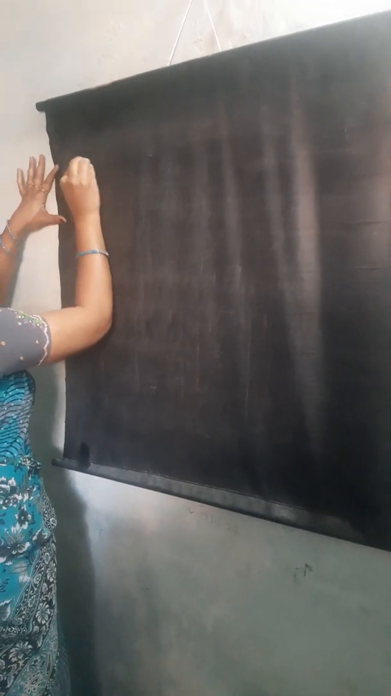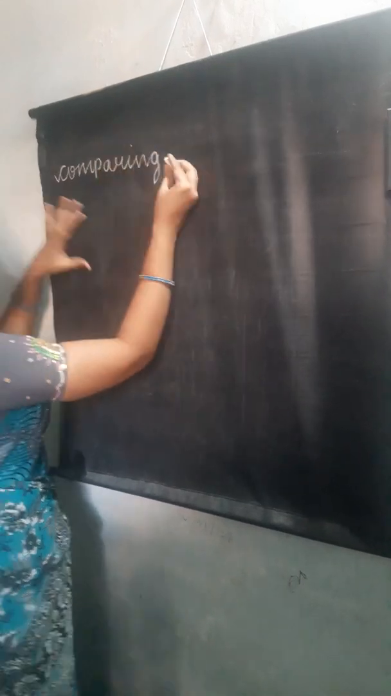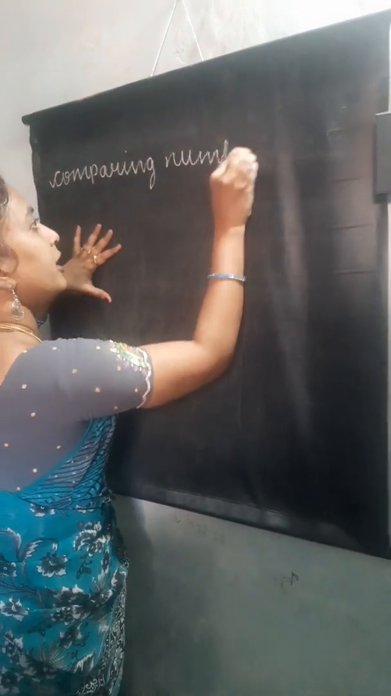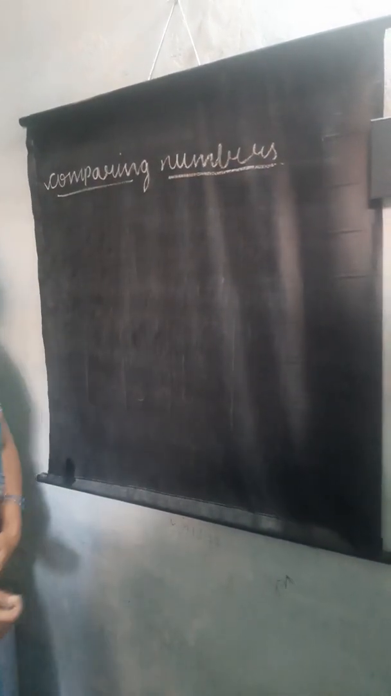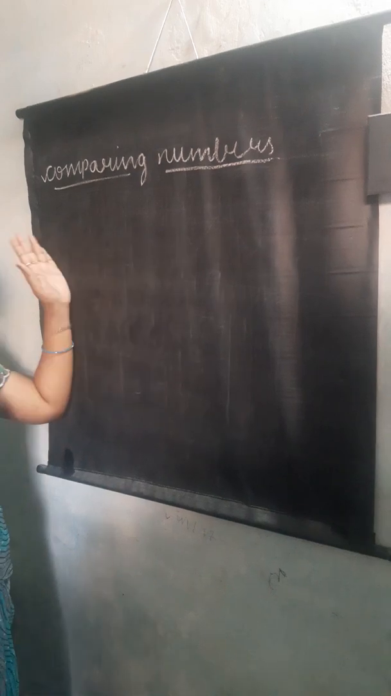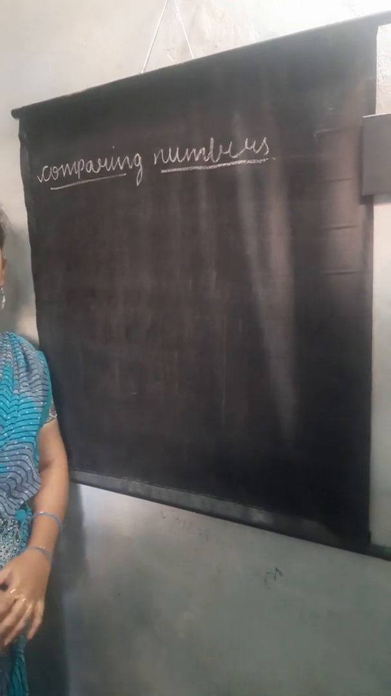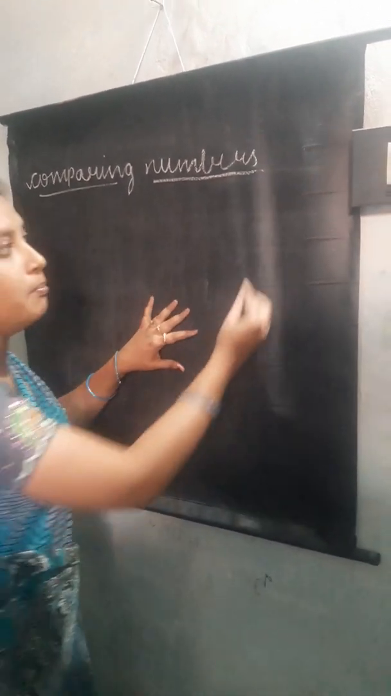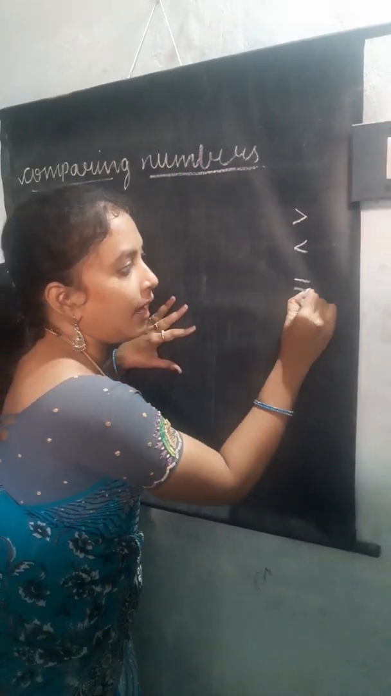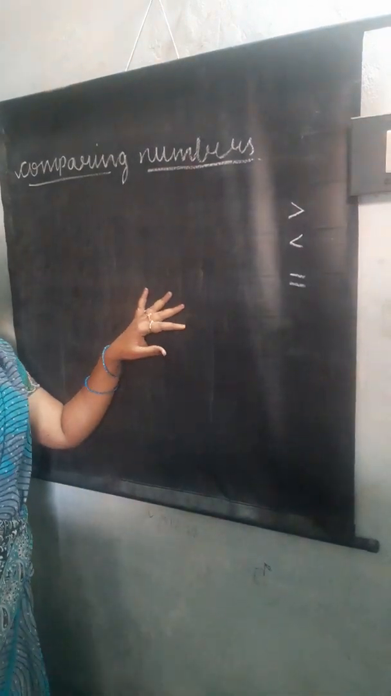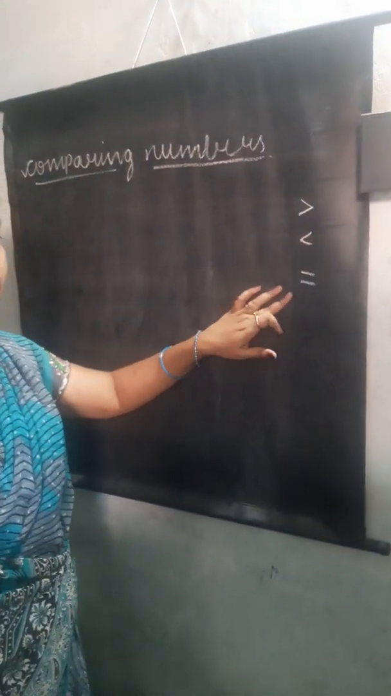Okay, today's topic is comparing the numbers. Very important, children, it is. Surely it will come in bits. How are we going to compare the numbers? By using the symbols greater than, less than and equal to.